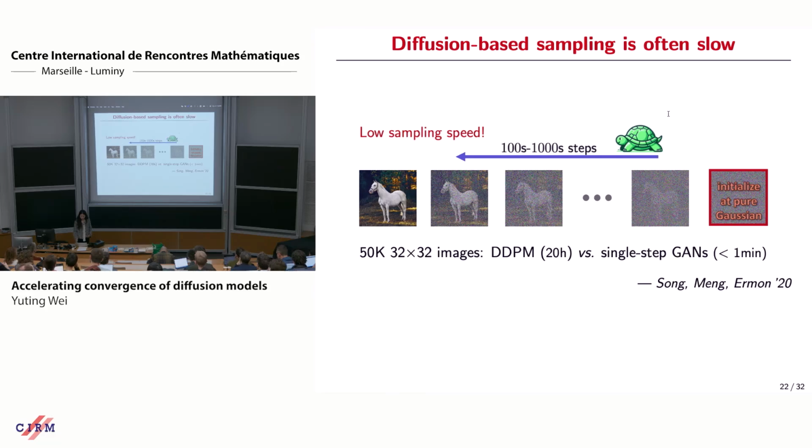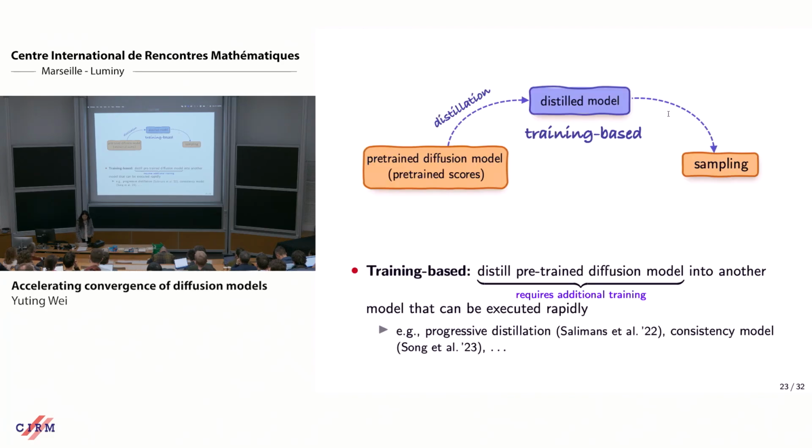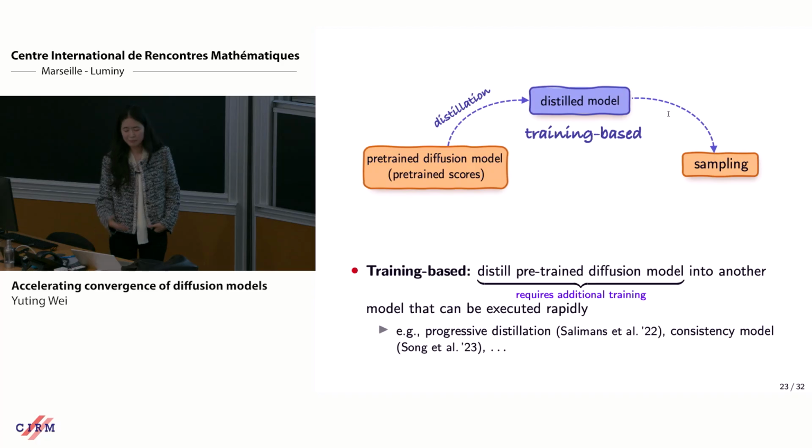So one active area of research is to speed up the diffusion models. And there are various ways that people have developed to speed up diffusion models. One way is training-based, where it's based on distillation. What it means is that you distill a pre-trained diffusion model. So you have a very large model, and you distill a small model out from this large model, and then use this small model to generate your samples. Okay, so of course it's going to run faster, but it requires additional training.